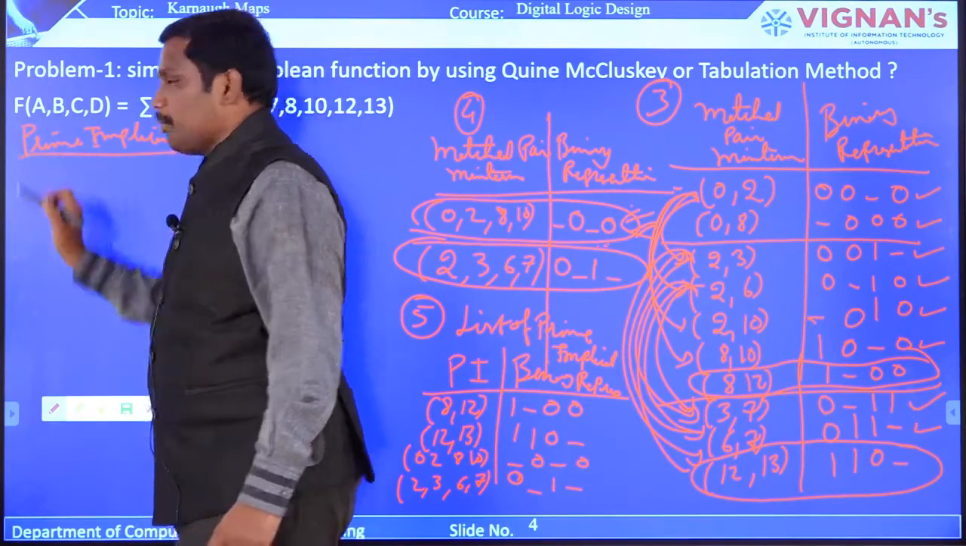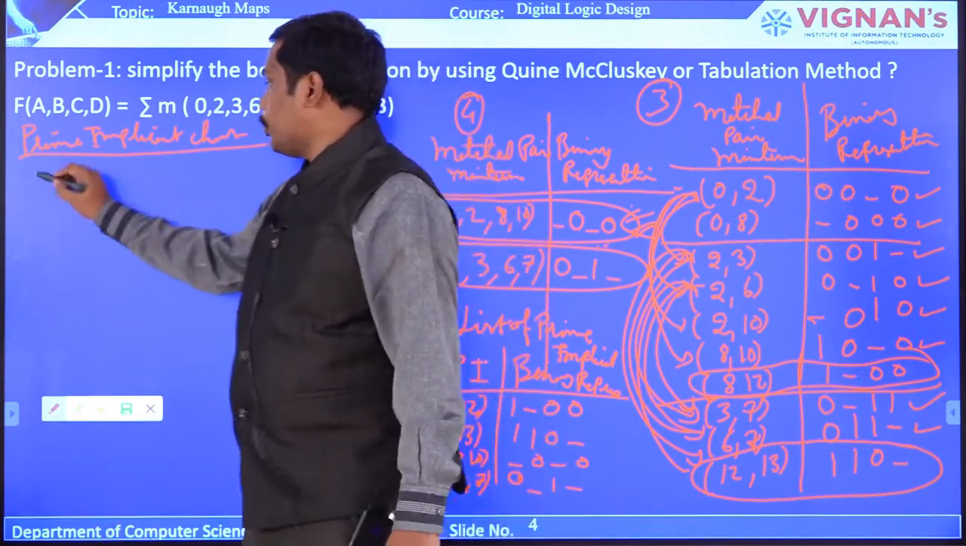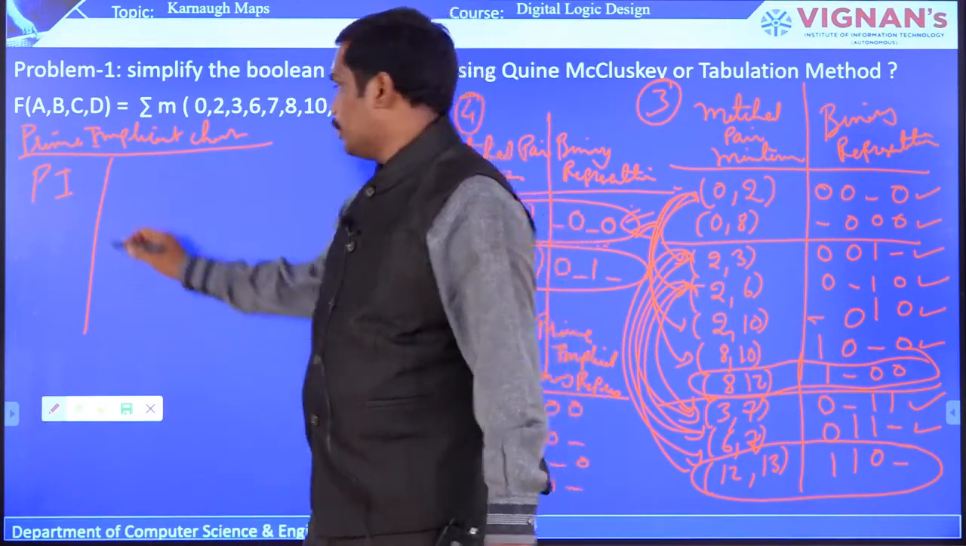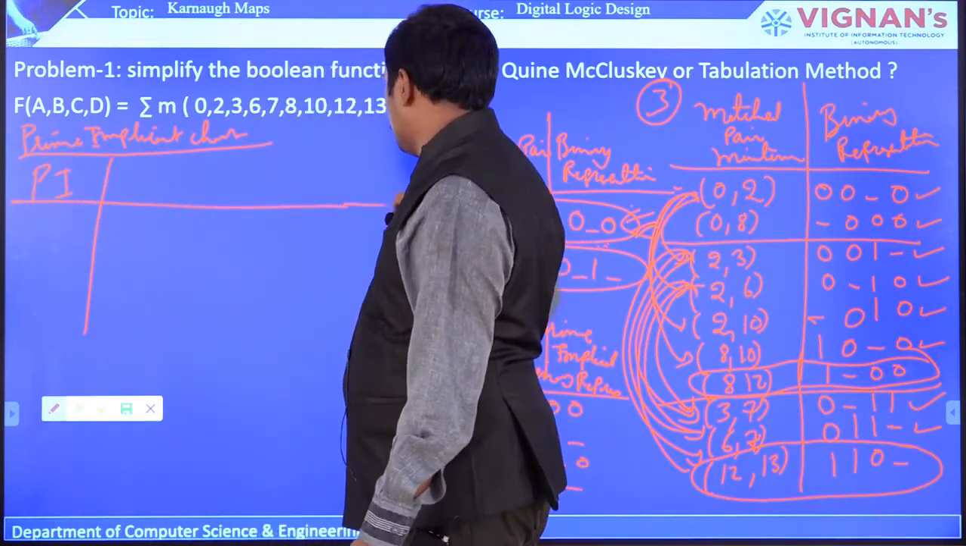You are going to write a prime implicant chart, and in the rows you are going to write the PIs, which are prime implicants, and in the columns you are going to write the minterms. So now we will see how you are going to solve this problem.